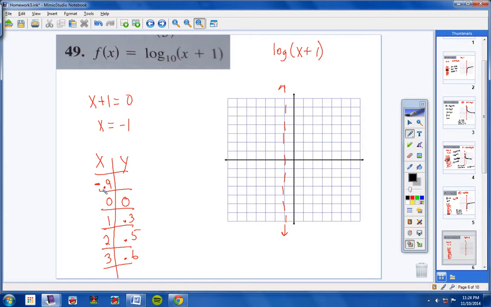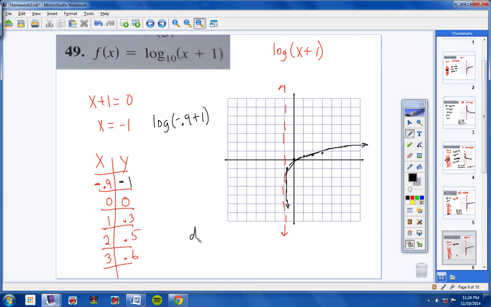So now for negative 0.9, we would type in log, parentheses, negative 0.9 plus 1. Okay, so here we go, log of negative 0.9 plus 1, enter, you get negative 1. Okay, so negative 0.9 is negative 1, 0 is 0, 1 is 0.3, 2 is 0.5, and 3 is 0.6. So pretty good idea of the graph, okay? There we go.